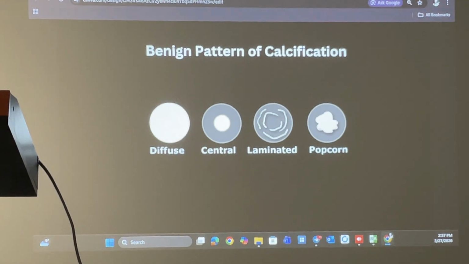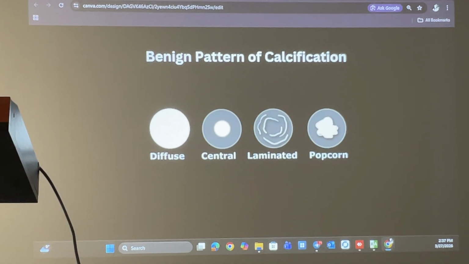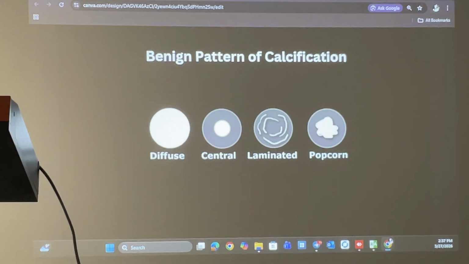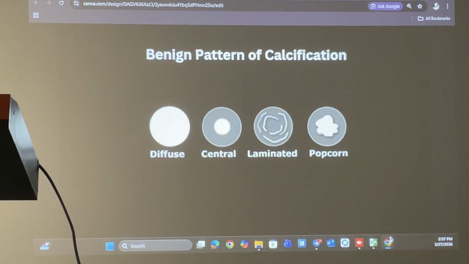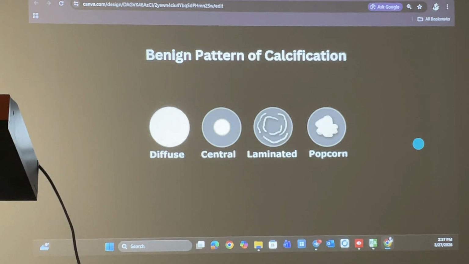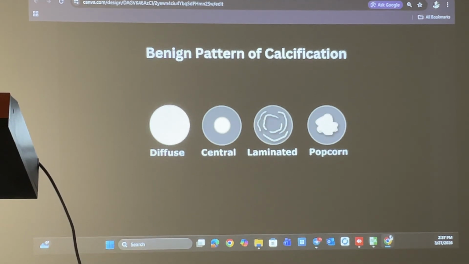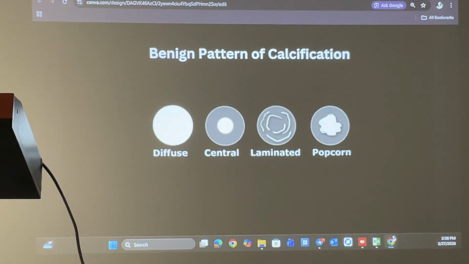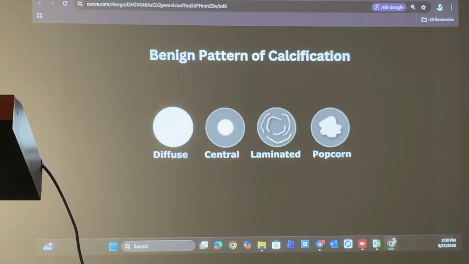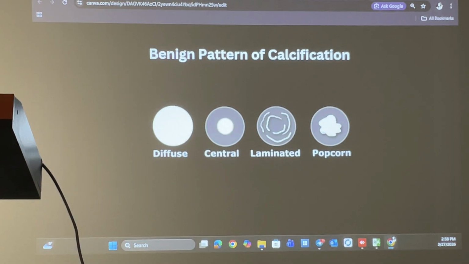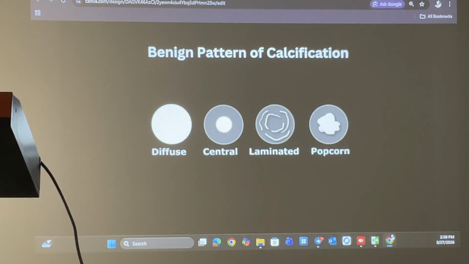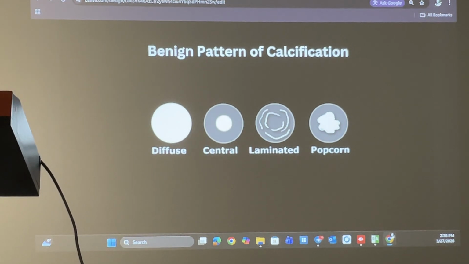Now, benign patterns of calcification. When you see diffuse, central, laminated, or popcorn calcifications, those are benign patterns of calcification. And these types of calcification are seen in granulomatous disease and hamartomas. All other patterns of calcification should not be regarded as a sign of benignity. The exception to this rule is when patients are known to have a primary tumor.